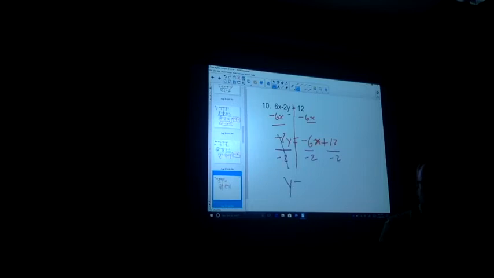So I find that y is equal to negative over negative is positive, 6 over 2 is 3, and then an x, and then 12 over negative 2 is going to be negative, and it's going to be negative 6, where it reduces down. Okay, feeling okay, everybody?